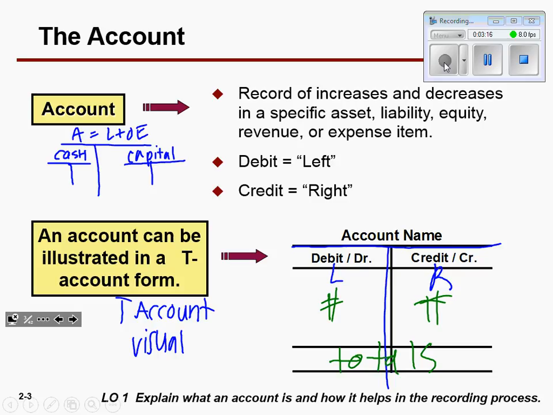Look on the handout that I gave you. Do you see all sorts of little T's there? This is going to get very repetitive today, but I'm going to build all of the mini T accounts with you today, so you can see visually how this looks.